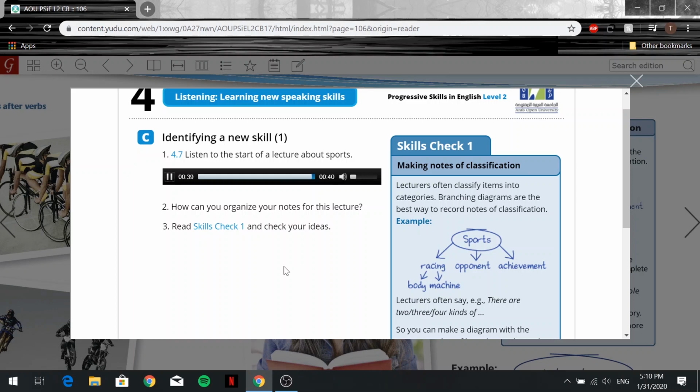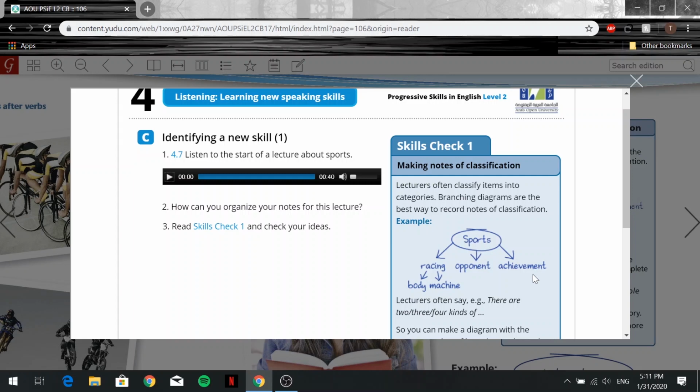Okay, so I'll talk about 4 points on how to start your diagram, right? So first of all, this is called a branching diagram, okay? Different branches, okay? And how many branches should the diagram have? Well, for this, there's no set rule, but you just have to know that it totally depends on the number of categories that the lecturer defines or talks about. Okay, so in this case, she was talking about 3: racing, opponent, and achievement. Thus, we now have 3 branches.